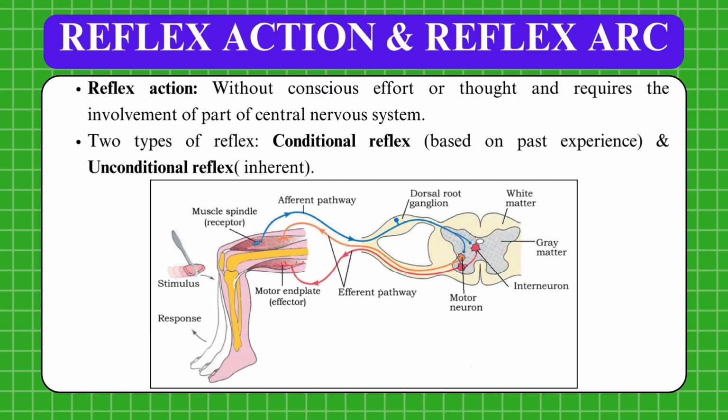And reflex arc. Reflex action occurs without conscious effort or thought, and requires the involvement of part of central nervous system. There are 2 types of reflex. They are conditional reflex, based on past experience, and unconditional reflex, which is inherent. Let's see an example. Knee-jerk reflex. When stimulus happens on the knee, the receptor organ, that is muscle spindle, through sensory or afferent neuron sends the signal to the CNS through the dorsal root ganglion, wherein CNS in return sends the signal to the motor or efferent neurons to the effector organs and results in the response. This stimulus and response forms a reflex arc.